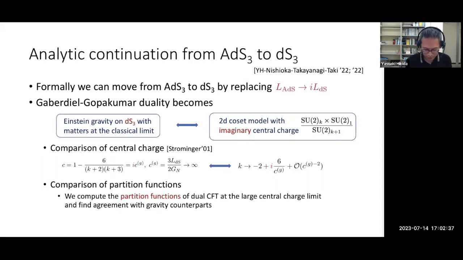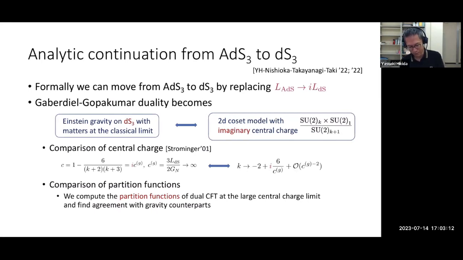As I said, in this paper we compute the partition function of this side and this side. This side is okay, but this side is quite tricky. We start from integer k and take some value, and it matches well. But it is not known whether this kind of analytic continuation is okay or not. But we find the agreement anyway. So let us see what was happening there.